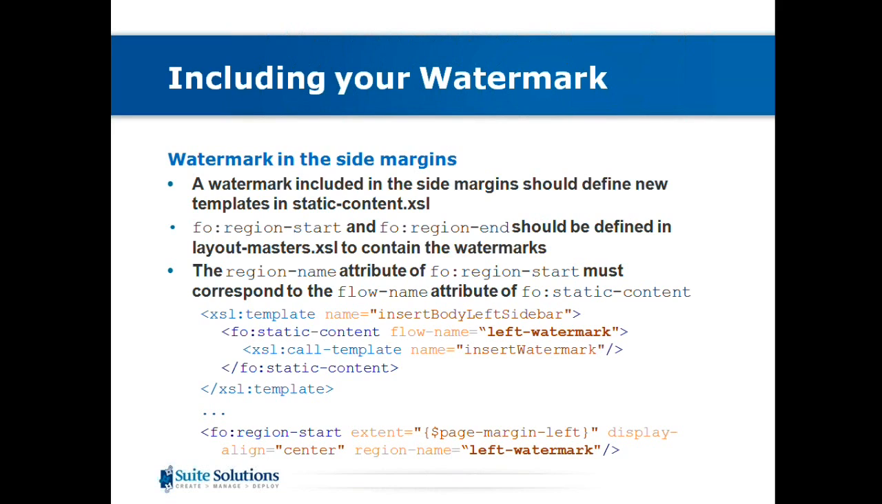Again, going over this slide briefly, we just described how to include a watermark in the side margins. Since there are no side regions defined yet, and since there are no templates to include static content in those side regions defined yet, you need to do both steps. You need to define the regions in layout masters, create new templates in static content, and link between the two by using the same flow name and region name, and then insert your watermark that way.